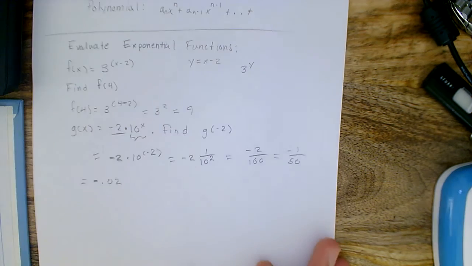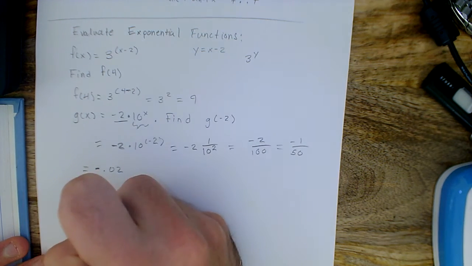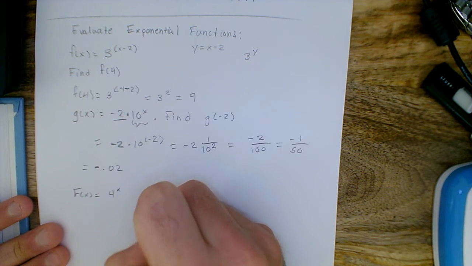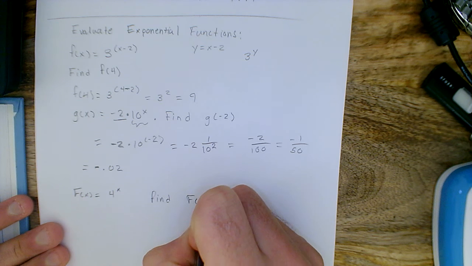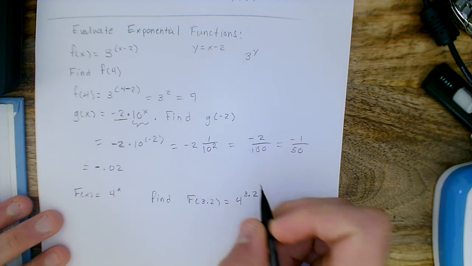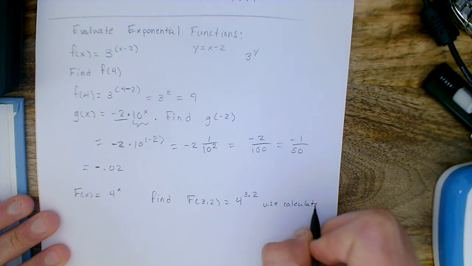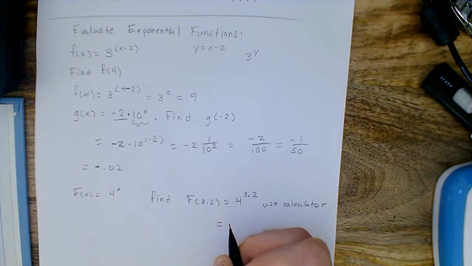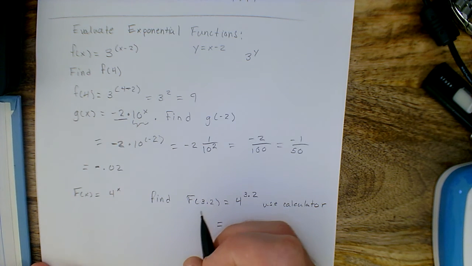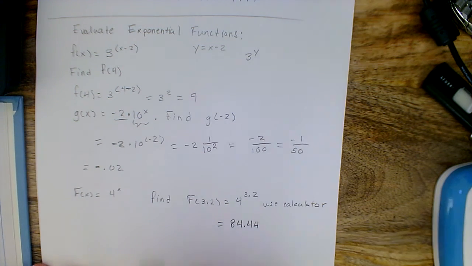Alright, lastly, let's talk about one more. So capital F of x this time equals 4 to the x. And they want to know, find f of 3.2. So that's going to be 4 to the 3.2. And this one you have to use a calculator. So this one's equal to about 84.44. Okay? And actually I want to do one more.